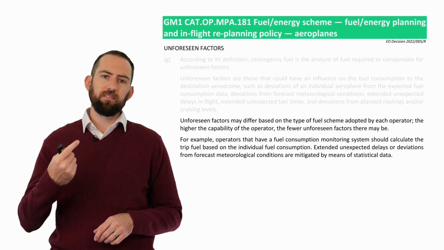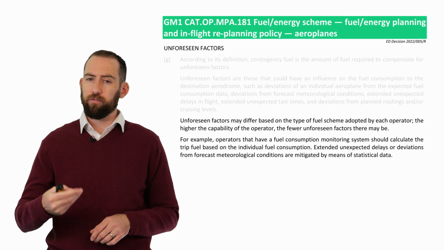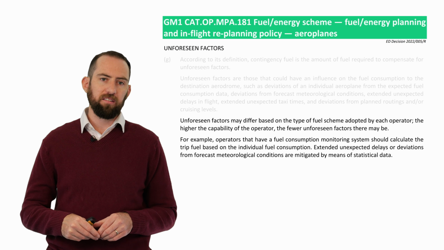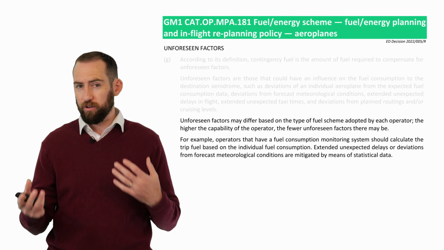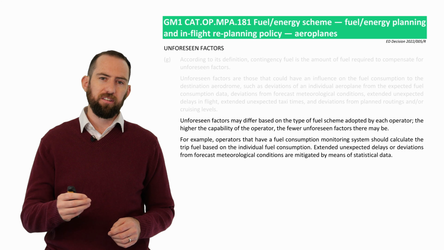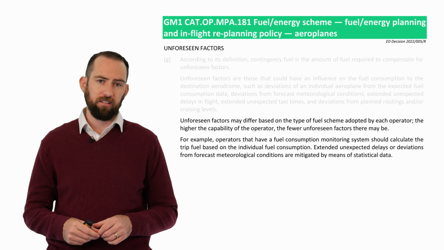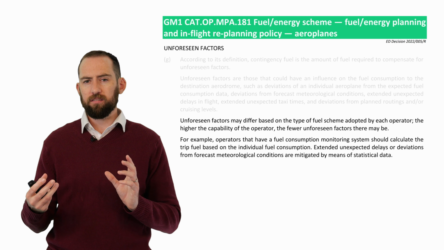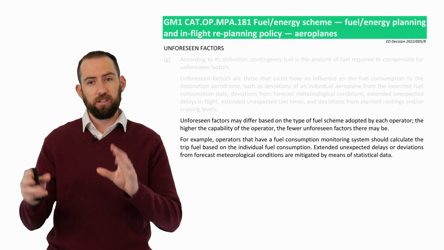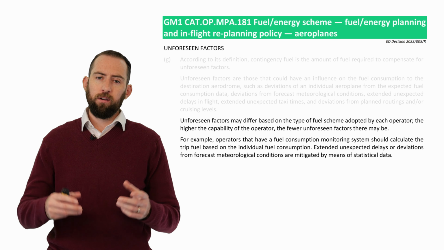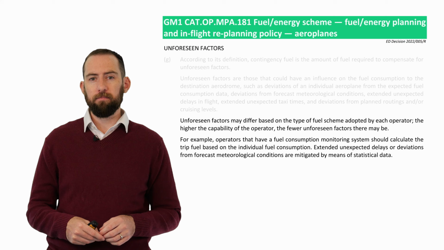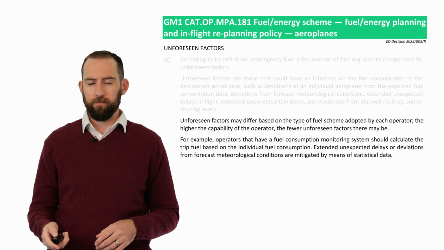So what that means is that operators making use of advanced schemes, such as the basic scheme with variations or an individual scheme, are in a good position to anticipate unforeseen factors. So it makes sense for them to be able to reduce the contingency fuel that's carried, whereas an operator using the basic scheme would be expected to carry more.